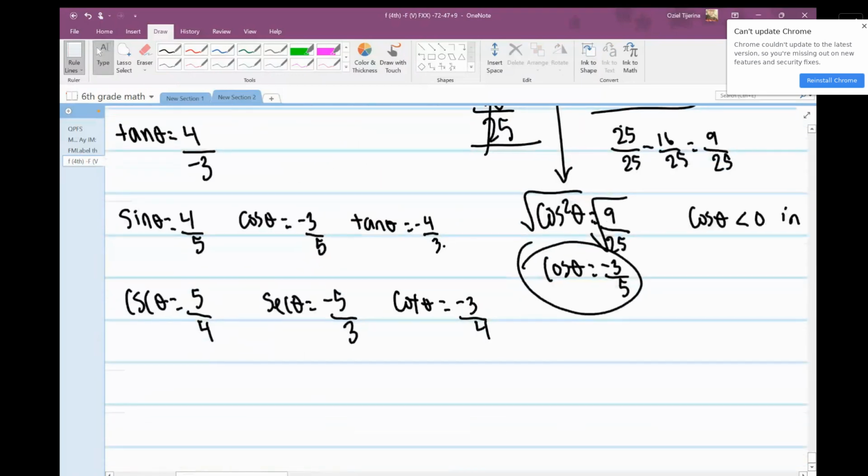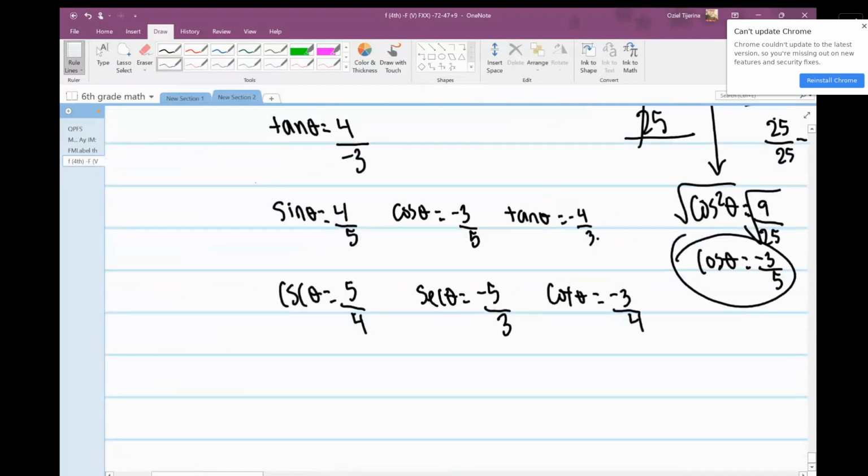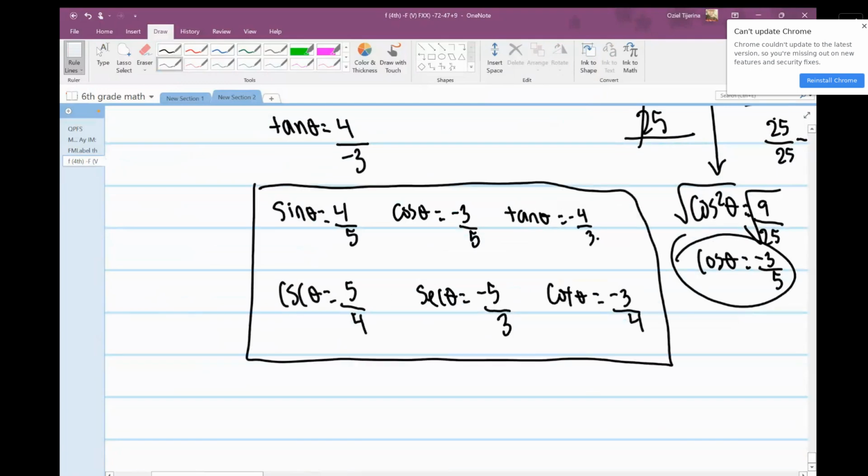So these are all the different trig ratios for this problem. Okay.